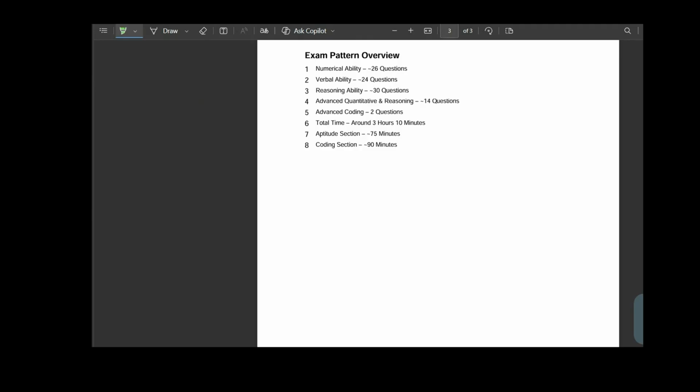Now, the TCS NQT exam mainly consists of four sections. Numerical ability. This section tests your mathematical and quantitative aptitude skills. And next, verbal ability. This section evaluates your English grammar, vocabulary, and comprehension skills. And next, reasoning ability. This section checks your logical thinking and analytical ability. And the final section is programming. This section tests your programming knowledge and coding logic.